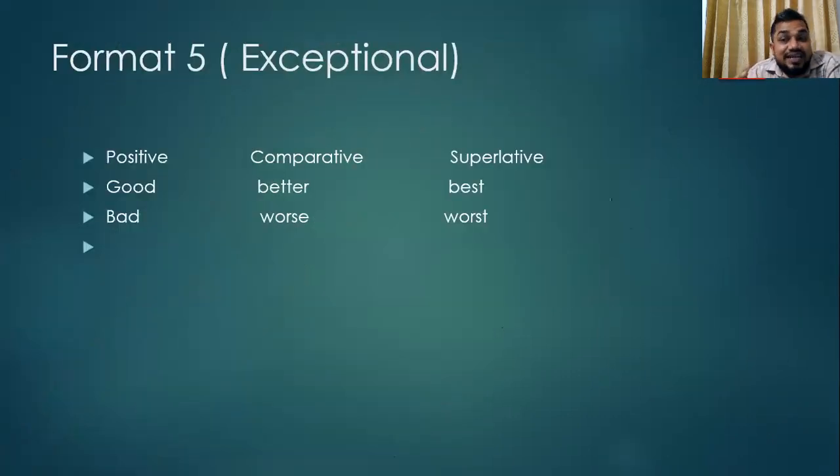And this is exceptional. You have to memorize this. You have to keep this rule in your mind. For example, good, bad. There is no rule for this. You have to memorize this. Good, comparative form will be better. Superlative form will be best. Bad, worse, worst. That means good, better, best; bad, worse, worst.